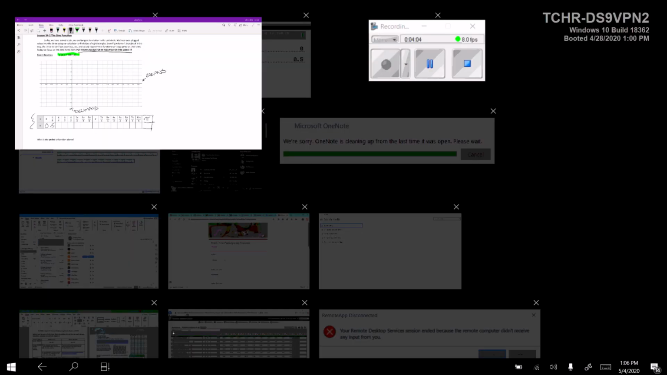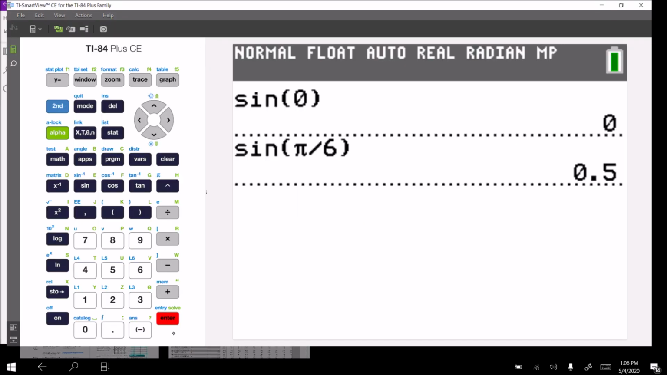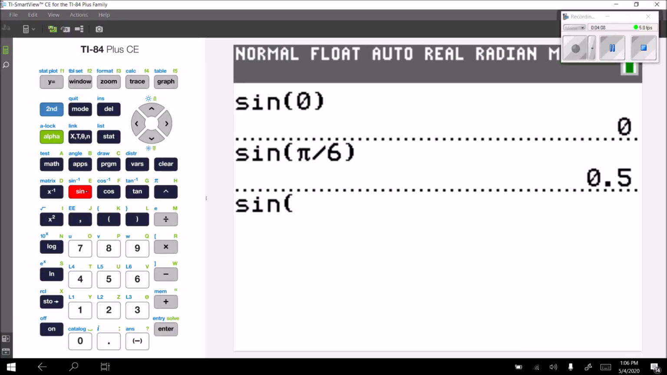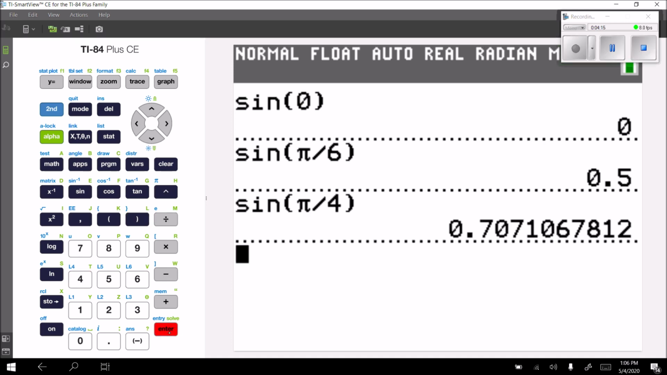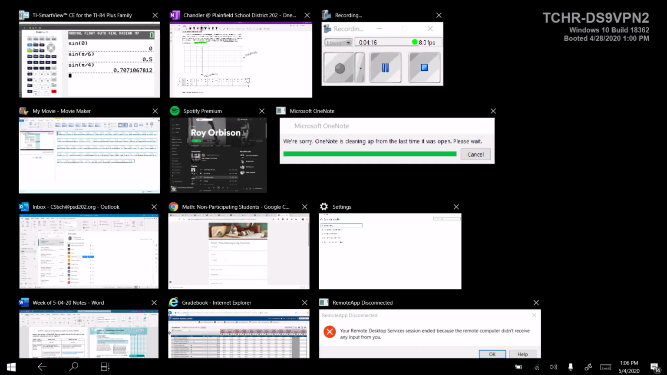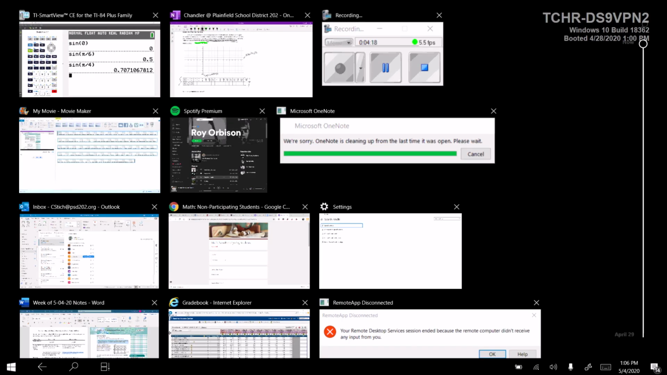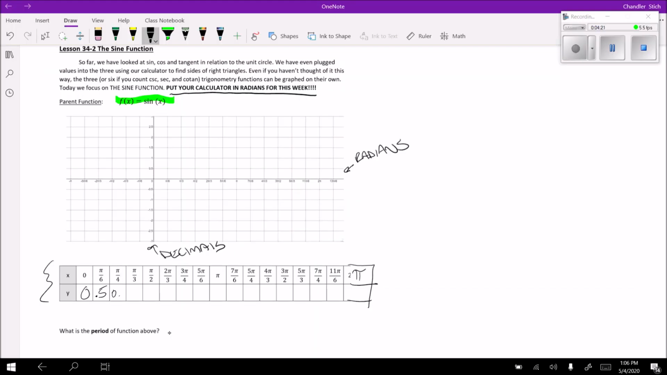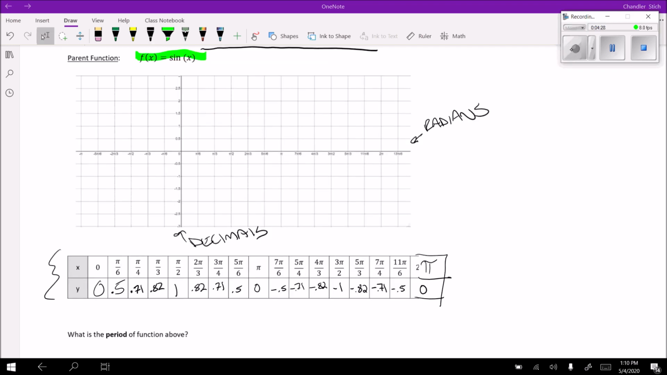So pi over 4, sine of pi over 4. Hit enter. What do we get? 0.71. It's okay to round here. 0.71. Okay, and then we're gonna keep going and movie magic. 3, 2, 1, and voila, we have all of our points.